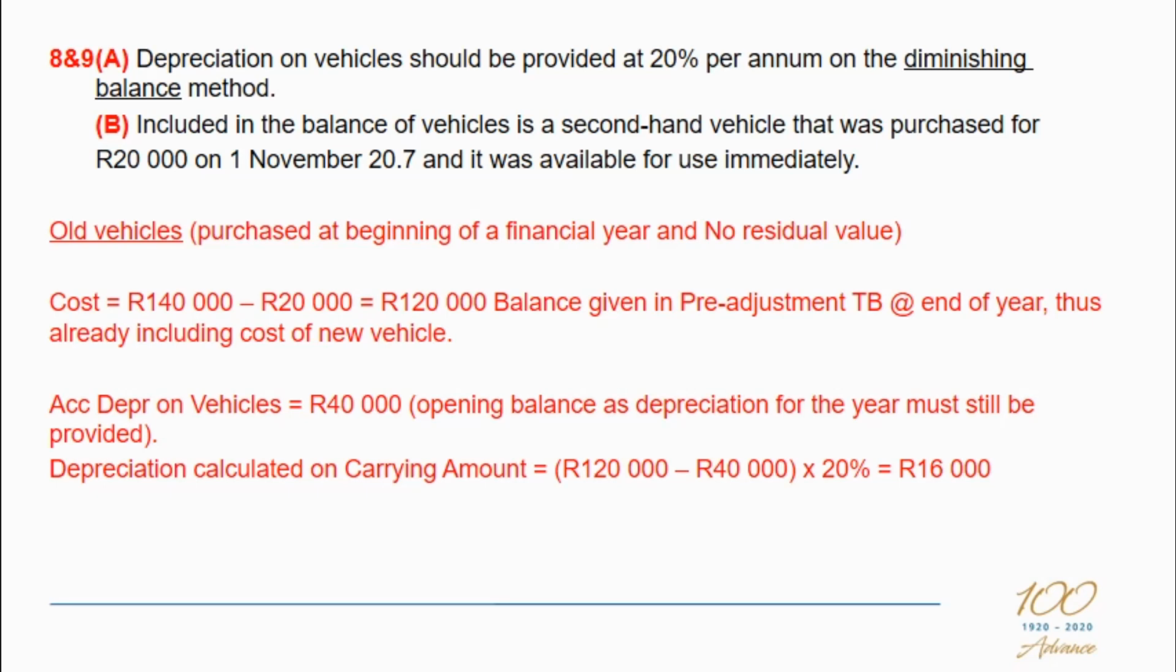because our current year's depreciation must still be provided. Remember that we are going to calculate depreciation on the carrying amount of the asset. Therefore, for the old vehicles, we are going to have the cost, 120,000 Rand times 20%. They were purchased at the beginning of the financial year. We had it for the full financial year, and therefore 16,000 Rand.